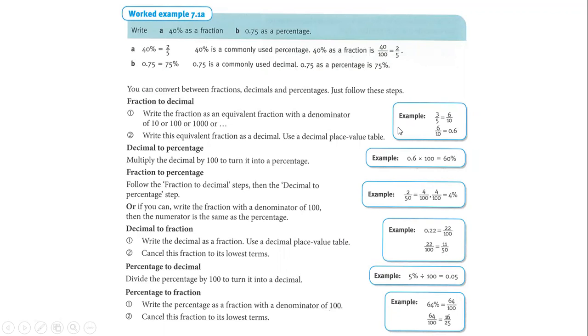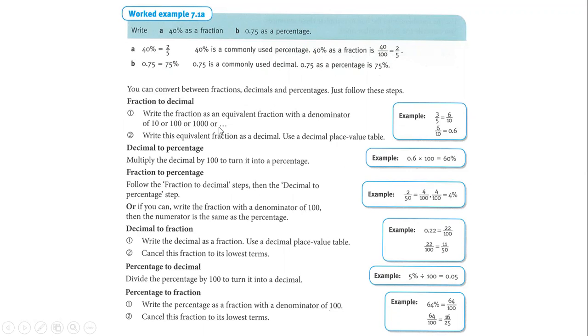Now fraction to decimal. Once you convert fraction to decimal, let's suppose you have a number like 3 by 5, you can see on my screen. You can multiply with 2 to make the bottom number 10. Here it becomes 6 by 10, so you can write it as 0.6, because we know 1 by 10 means any number on the top will make 0 point something.